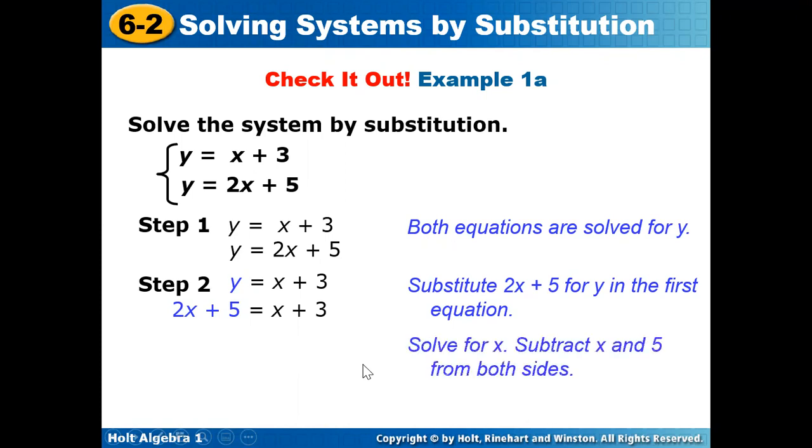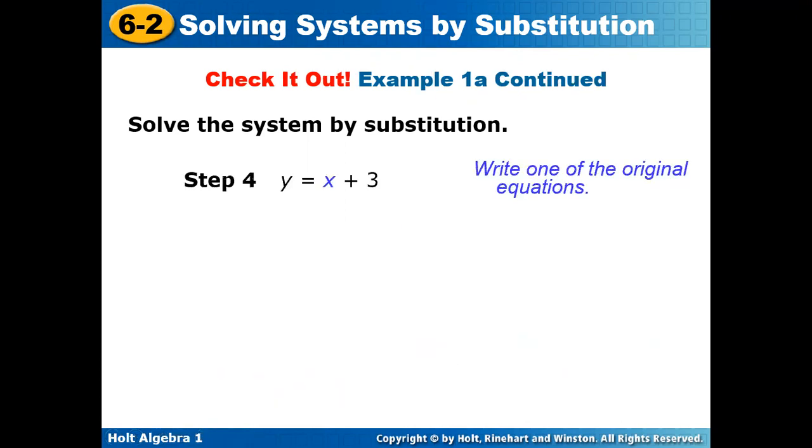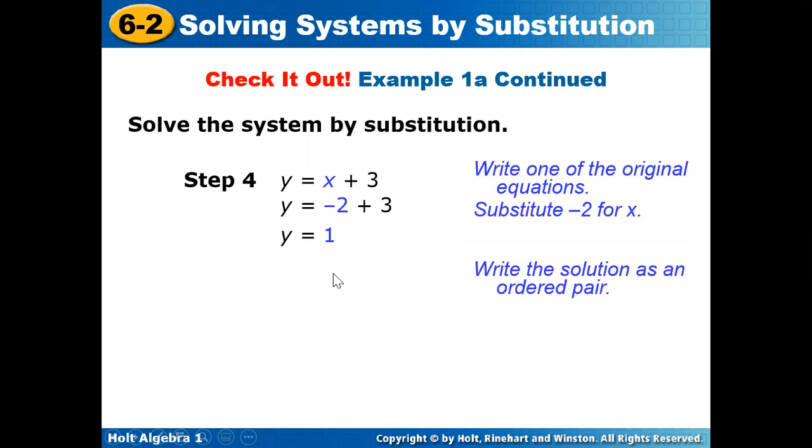Go through our steps. Subtract x from both sides. And you will get x plus 5 equals 3. And then subtract 5 from both sides, and you'll end up with x is equal to negative 2. Now that we know what x is equal to, plug it into one of our equations. Negative 2 plus 3 equals positive 1. The solution is negative 2 comma 1.